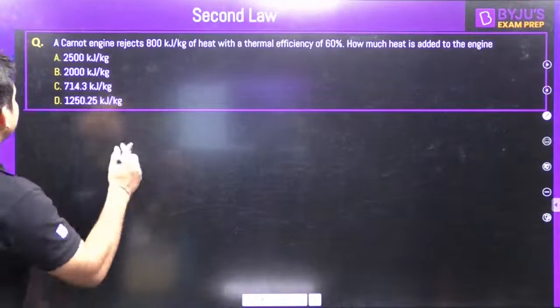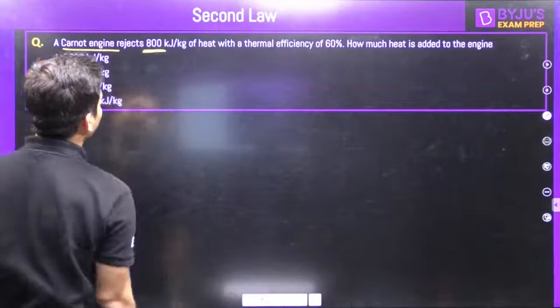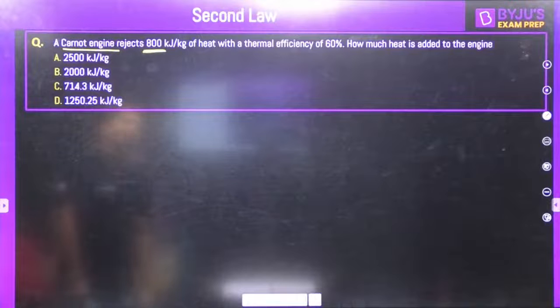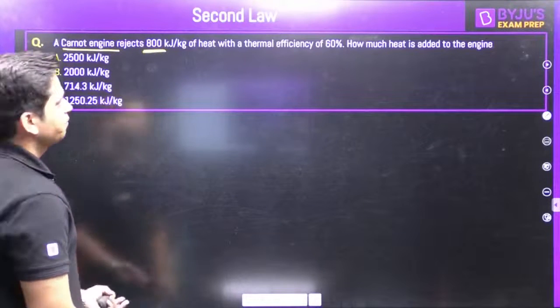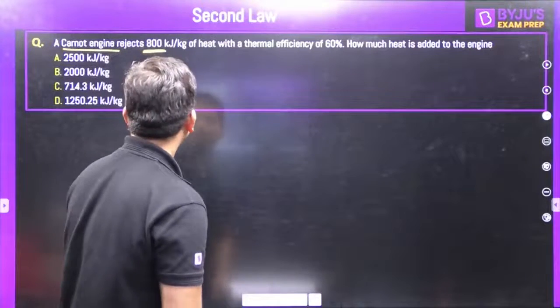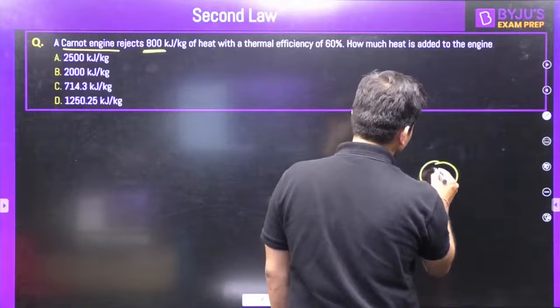A Carnot engine is there, rejecting heat 800 kilojoule per kg with a thermal efficiency of 60%. How much heat is added to the engine? We have a Carnot engine.